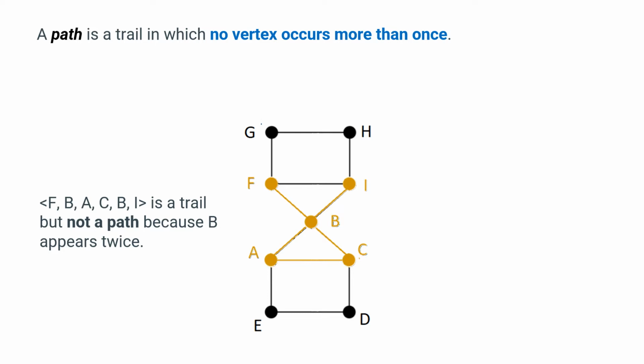F, B, A, C, B, I. That would be a trail, right? Because it's an open walk, and we're not walking over any edge more than once, right? F to B, B to A, A to C, C to B, B to I. So that would be considered a trail, but it's not considered a path, right? And the reason why is because B was in there twice. You would be visiting the same vertex more than once there.